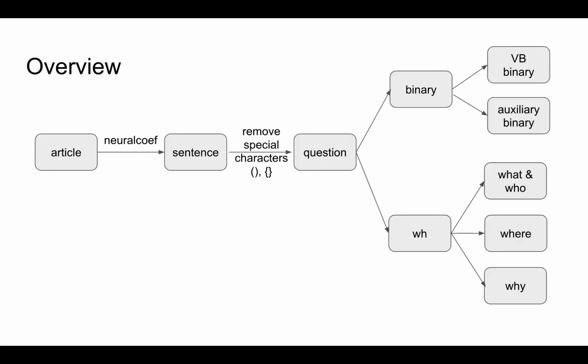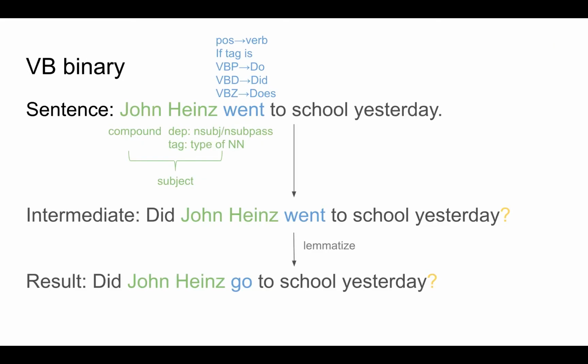So now let's go to the question generation. First, we will go over how binary questions with transitive verbs and intransitive verbs are generated. For the VB binary case, our first step is to find the subject. In this example, the subject is John Hines, where Hines can be detected with the tag NSUBJ and John is the compound. Our second step is to find the verb and convert it to questions based on its tag.